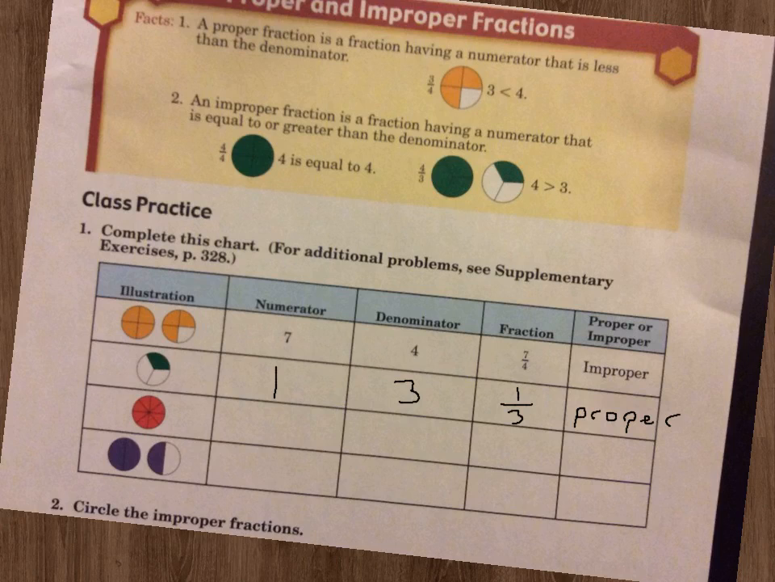The third one they have for us here, the numerator would be, there's 8 slices that are there. The denominator is how many slices to make a whole. That'd be 8. And our fraction would be 8 over 8. And remember the rule said if it's the same, just like up here, 4 over 4, it's improper.